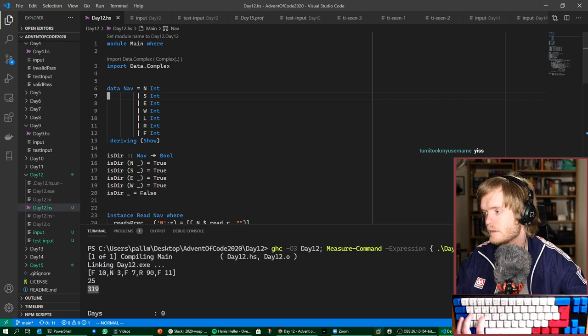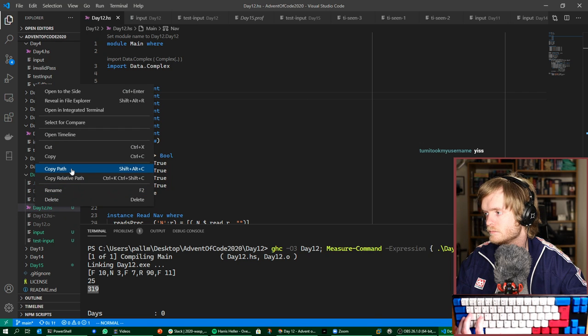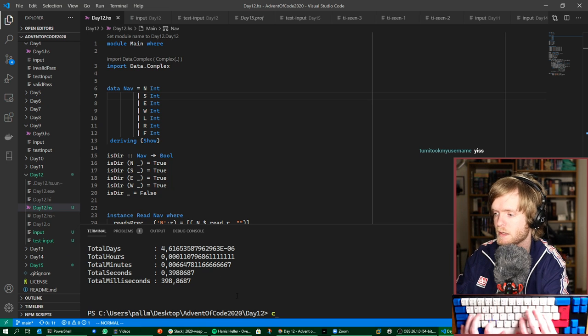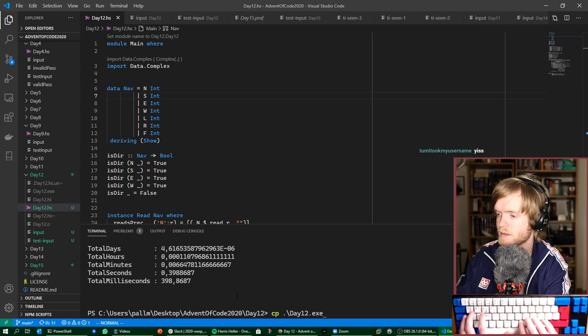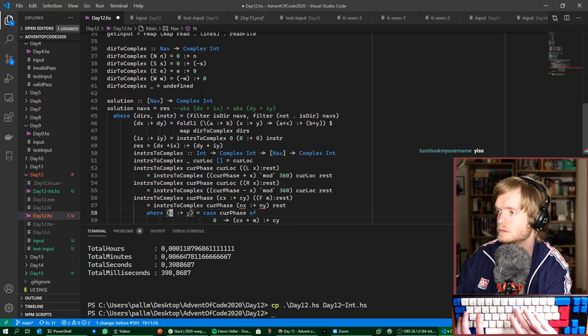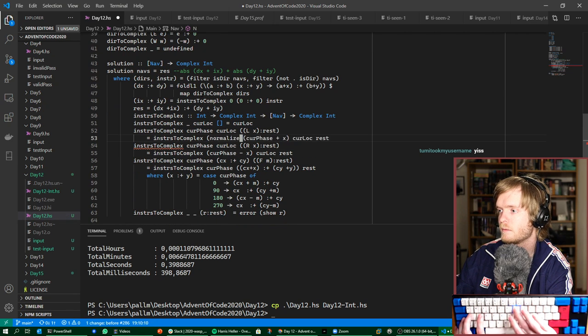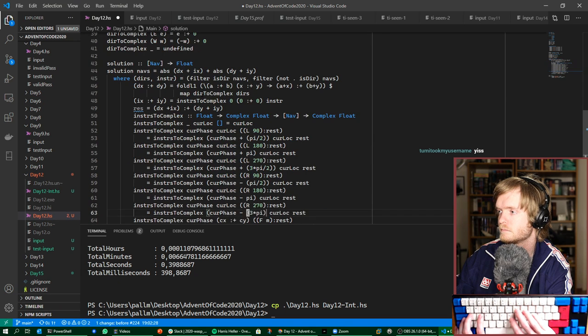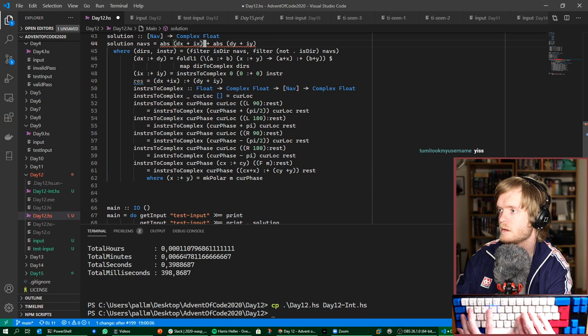I am going to save this as int version. I'm going to save day12.hs, day12 int.hs. I'm going to go back to the floating point version, because I think that would be way better for doing any rotations and stuff like that. We undo all of these things. Oh shit, that's too many undos.